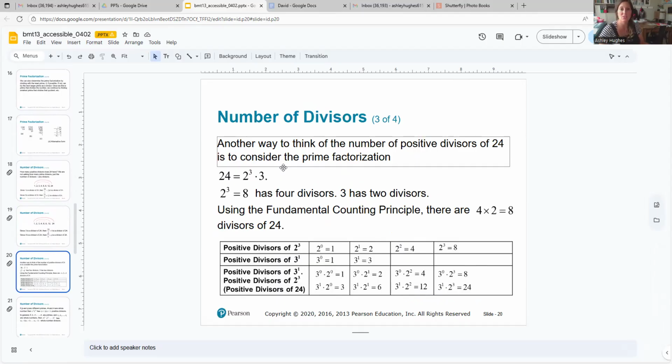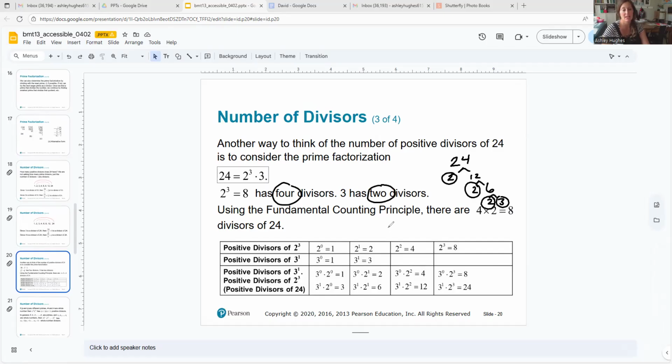Another way to think of the number of positive divisors is to consider the prime factorization. So if I break down 24 with a factor tree, I can say 24 is 2 times 12, 2 is prime. I can say 12 is 2 times 6, and 6 is 2 times 3. So I have 2 cubed times 3. 2 cubed has 4 divisors. 3 has 2 divisors. So we multiply 4 times 2 and we get 8. So that's another way of thinking about it.